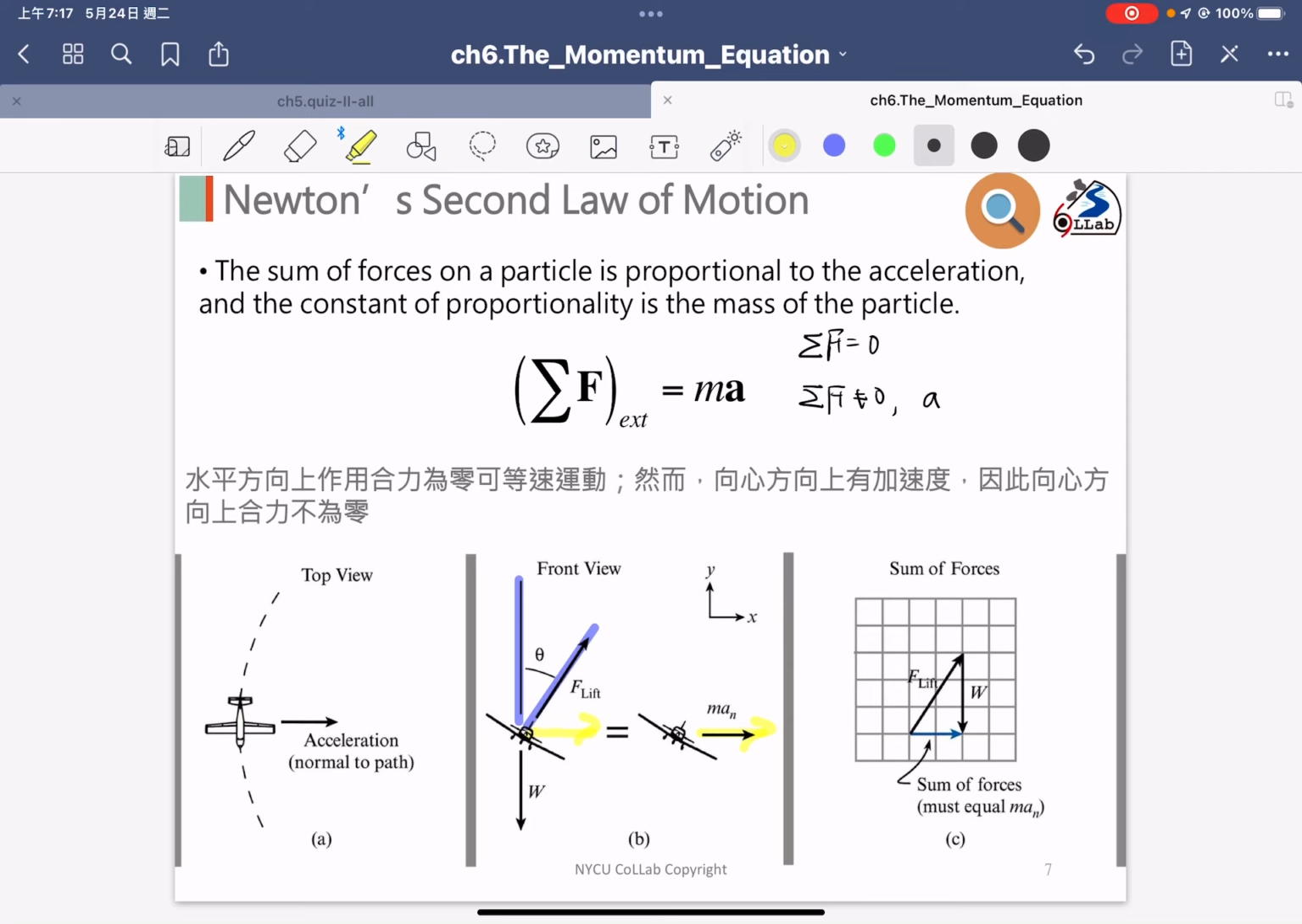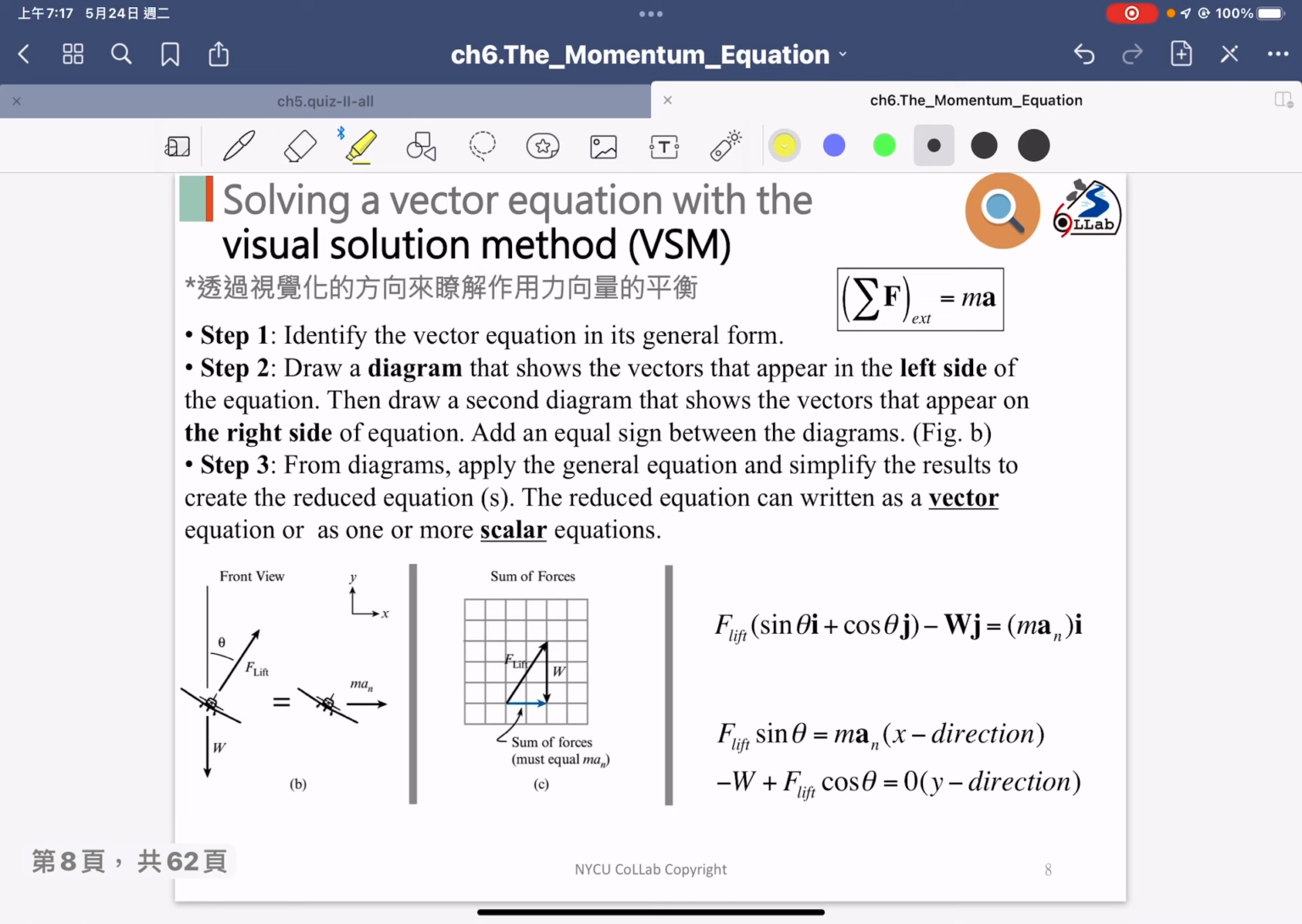Okay, so that's the idea. We need to identify whether the sum of the external force is equal to 0 or not. If not equal to 0, that indicates along this direction we have an external force. Okay, so the slide just summarizes the steps.